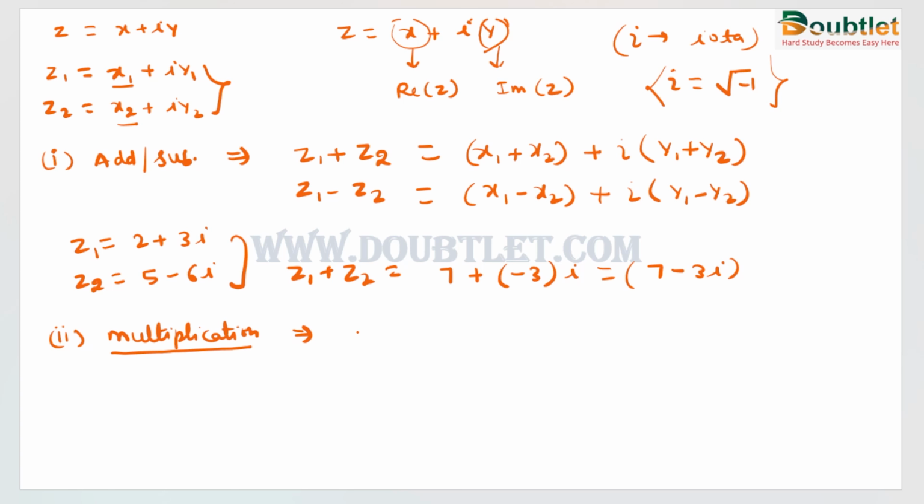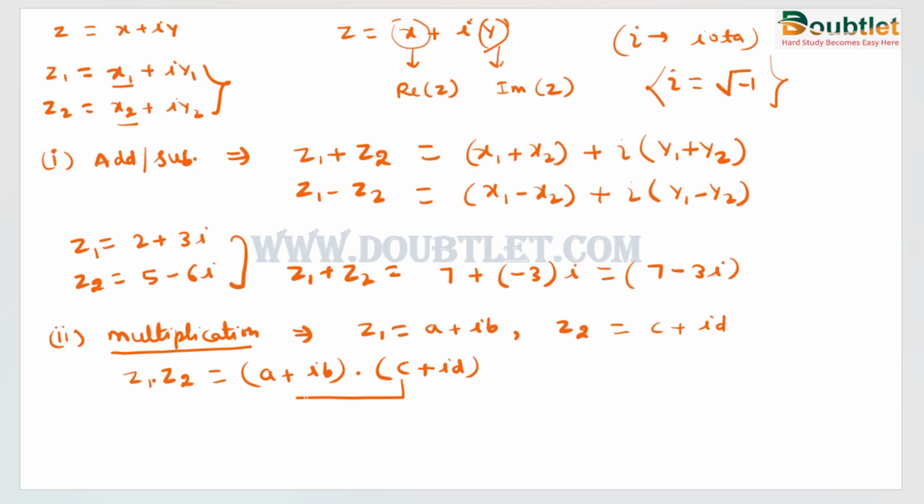So here the multiplication is performed in a somewhat different way. Let's suppose z1 is a plus iota b and z2 is c plus iota d. If we need to multiply z1 with z2, then we can write this as a plus iota b multiplied by c plus iota d. So we need to multiply these as polynomial expressions.